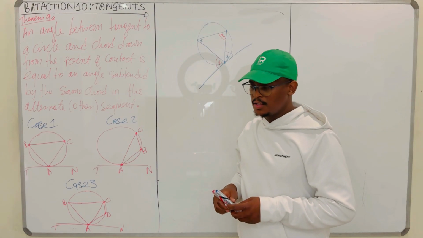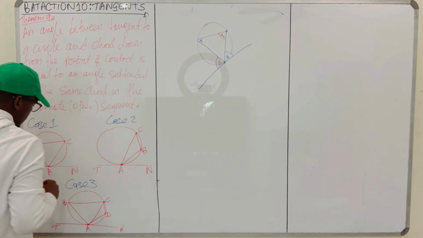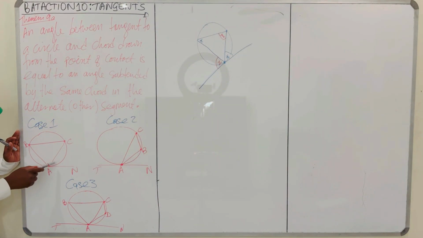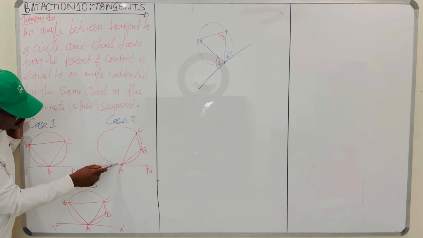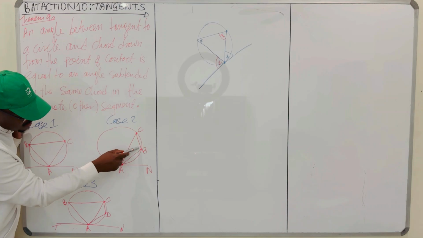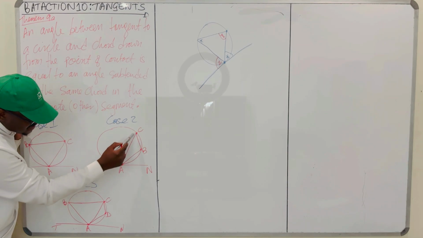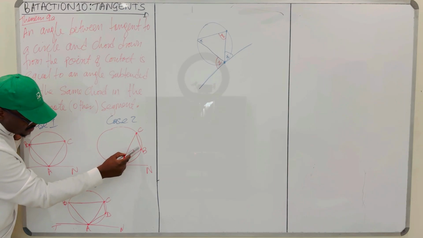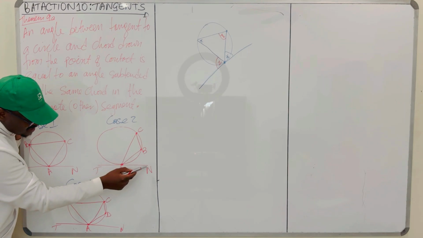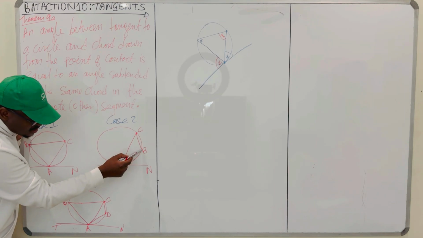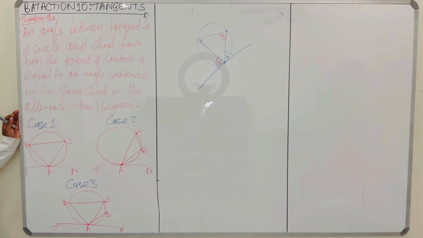Does it make sense? So in this case, we have three cases. This angle here will be equal to that angle over there. This angle here will be equal to that angle over there. This angle TAC will be equal to angle B. And this angle NAB is equal to angle C, which is the same thing here as well, but here I just combined the two.